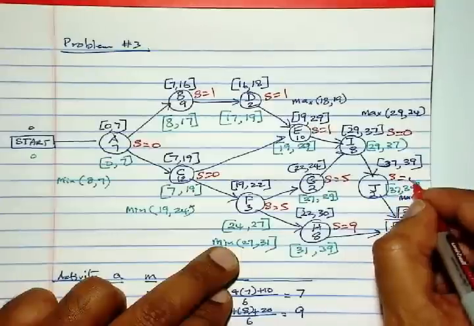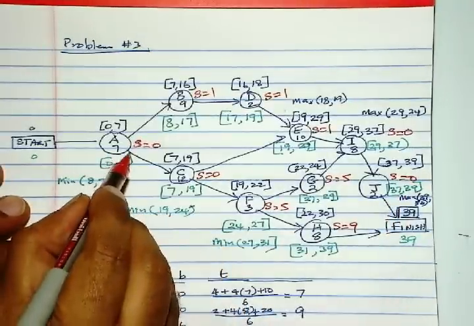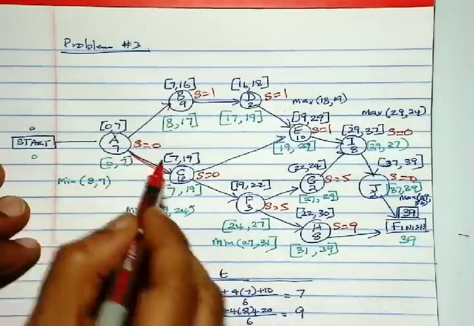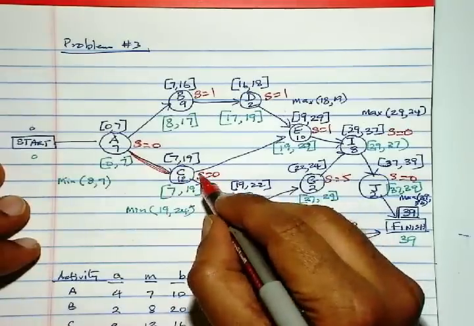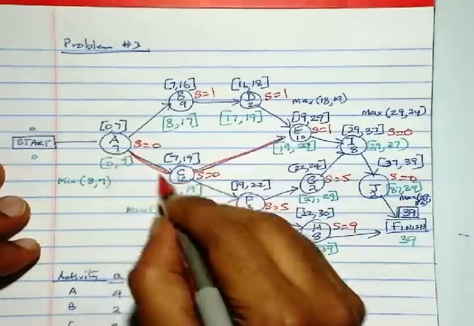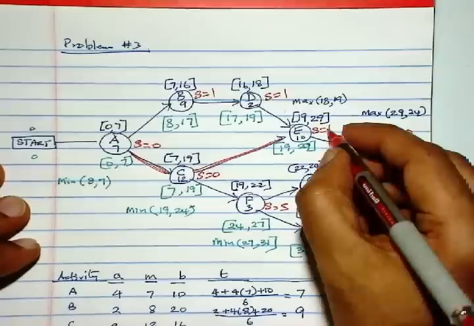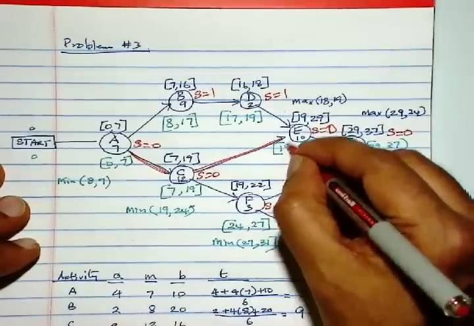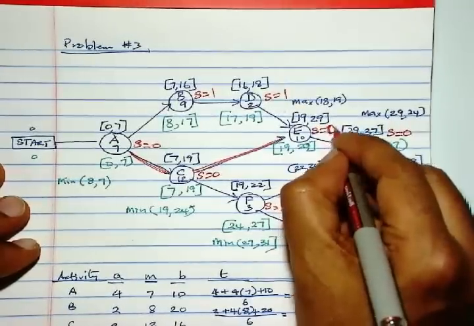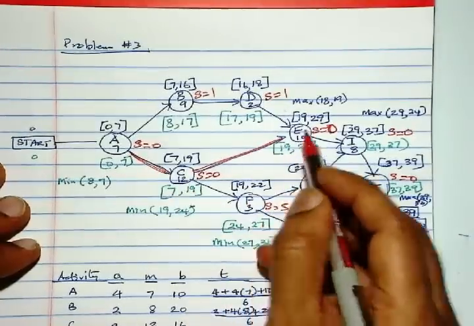So traversing with slack 0, our critical path is AC. Now this slack is 0, 19 minus 19, so that one is 0. So AC, E, I and J. So the critical path is AC, E, I, J.